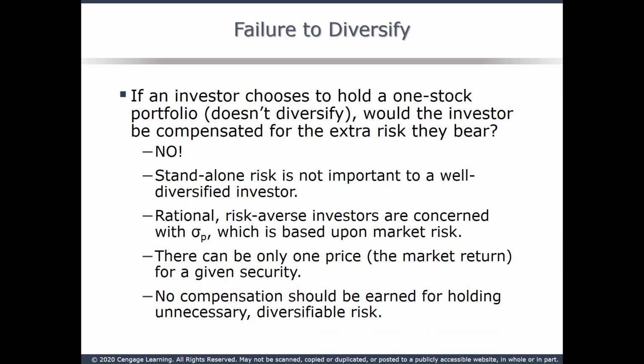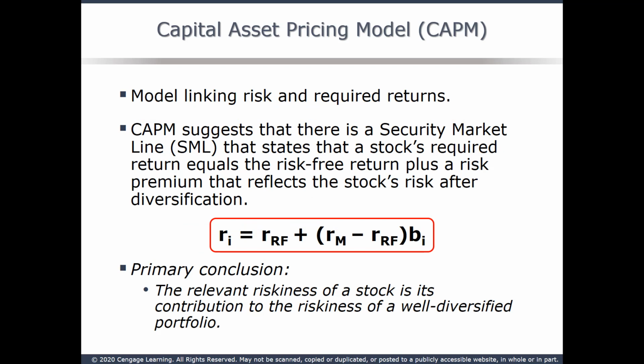If an investor chooses to hold a one-stock portfolio, doesn't diversify, the investor will not be compensated for the extra risk they bear. Standalone risk is not important to a well-diversified investor. The well-diversified investor is concerned with the contribution an asset makes to a diversified portfolio. Beta, the metric measuring systematic or market risk, is a central feature of the capital asset pricing model.